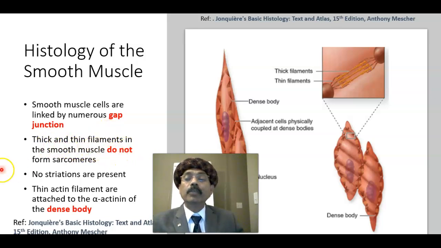Thick and thin filaments in the smooth muscles do not form sarcomeres. No striations are present. The actin filaments are attached to the alpha-actinin of the dense body. The dense body also has attachment to the intermediate filaments called desmin and vimentin.